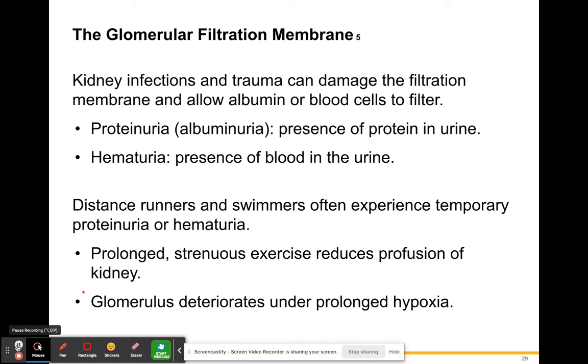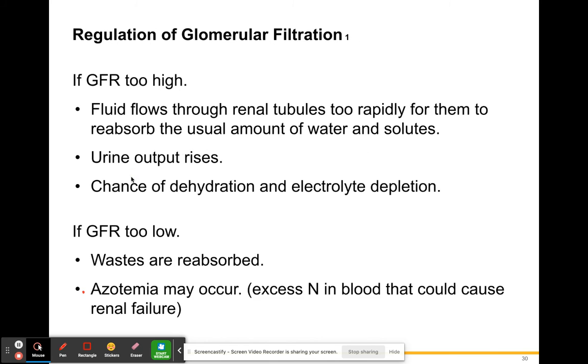Many times distance runners and swimmers can experience temporary albuminuria and hematuria. Prolonged strenuous activity can reduce the perfusion of the kidney, and the glomerulus deteriorates under prolonged hypoxia, which is basically you're holding your breath, right? So if you do that over time, that could potentially give you one of those two disorders, but usually it's temporary for those particular individuals and it goes away. But you don't want to continuously have that happen to you, right? If that continuously happens, it becomes chronic. That can definitely become an issue.